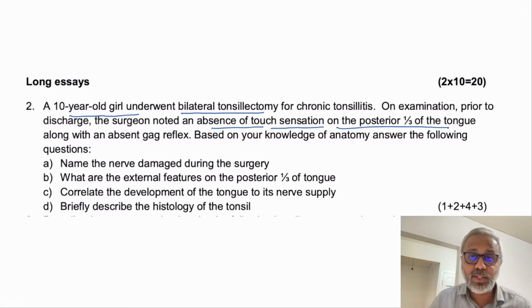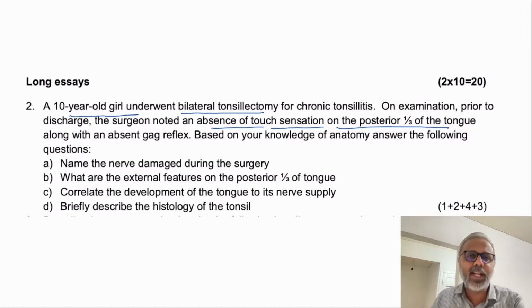As soon as you are reading this, you know that this is about the glossopharyngeal nerve. But don't jump to conclusions. Read the question carefully. Remember, one mistake most students make is that once they read one or two lines of the question, they jump to the conclusion that this is the question being asked and start answering it, which is not always correct. Take your time, read the question carefully, try to understand what this question is about and then answer it.